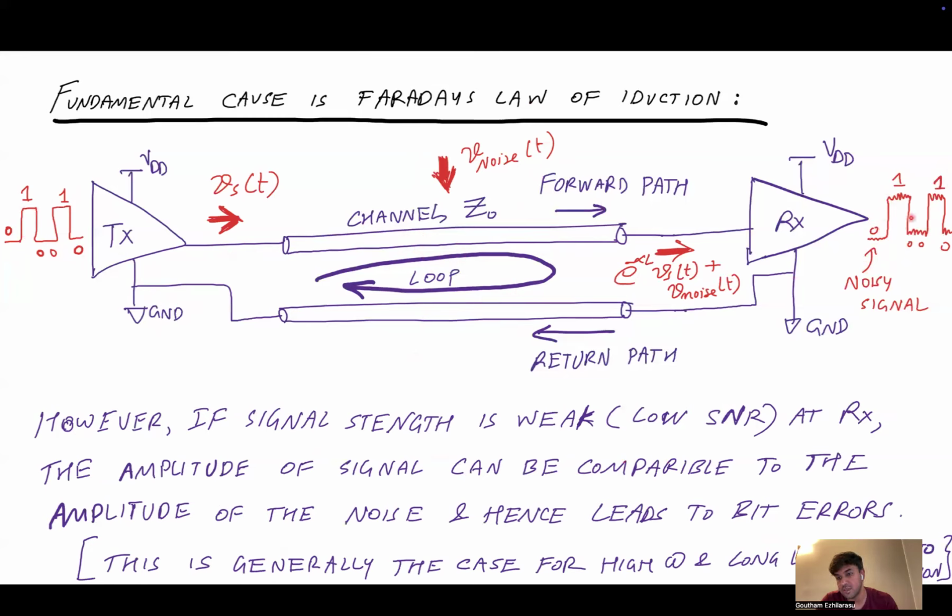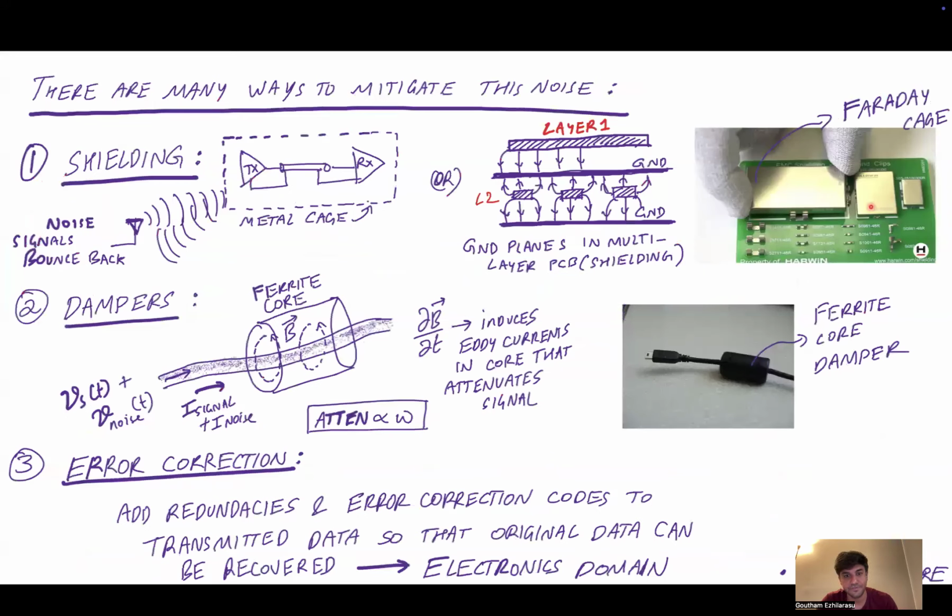So the signal to noise ratio of this signal here is very low, then the noise signal, as I said earlier, is going to be quite large compared to the signal. The noise voltage is going to be quite comparable to the signal voltage, and this can lead to bit errors during sampling as well as timing issues. So, what are some ways to mitigate this electromagnetic interference as well as noise?